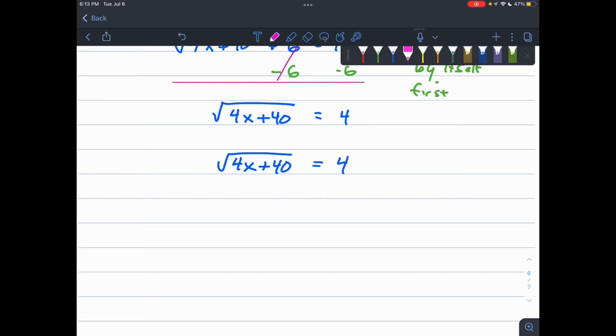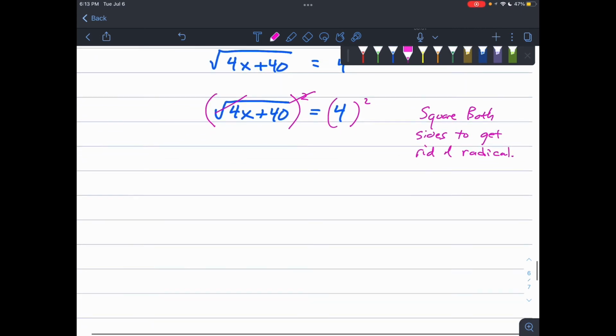And then if we want to get the x all by itself, we'll have to get rid of the 4, the 40, the square root. Start out by getting rid of the square root. By squaring both sides, the square root and the square cancel each other out. Square both sides to get rid of the radical. This is something that we'll do a few more times on the examples coming up. So that leaves us with 4x plus 40, and then 4 squared. Be careful you don't put 8 on that. 4 times 4 is 16.